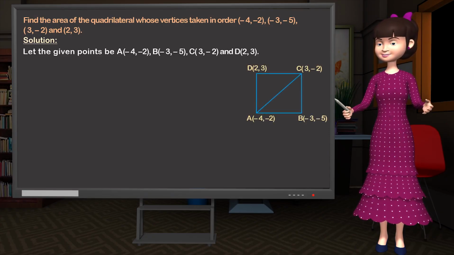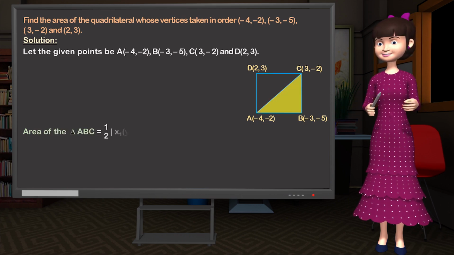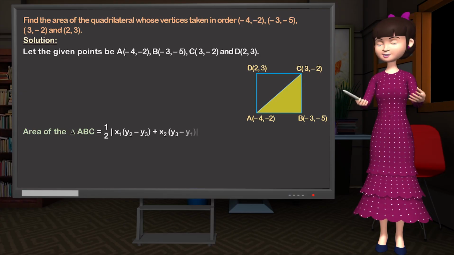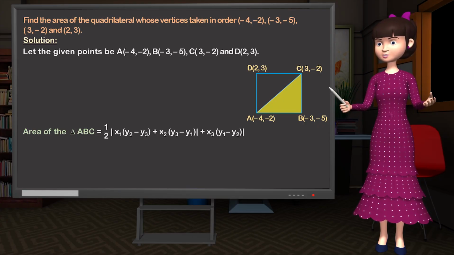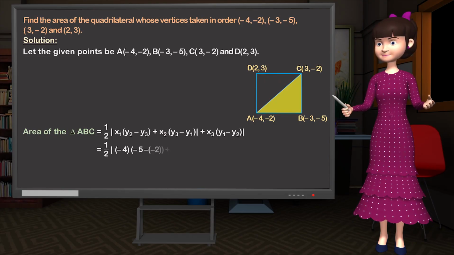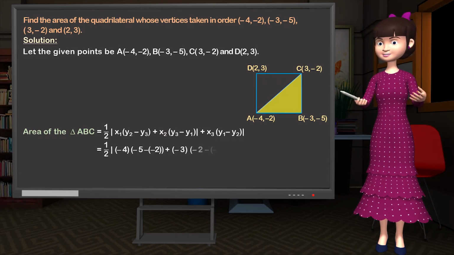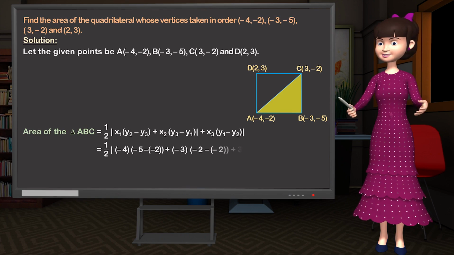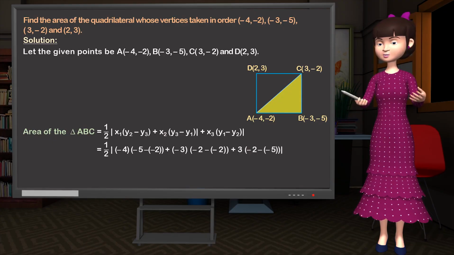Using the area of triangle formula, we have area of triangle ABC is equal to half into modulus of x1 into (y2 minus y3) plus x2 into (y3 minus y1) plus x3 into (y1 minus y2). Substituting the values, we get half into modulus of -4 into (-5 minus of -2) plus -3 into (-2 minus of -2) plus 3 into (-2 minus of -5).